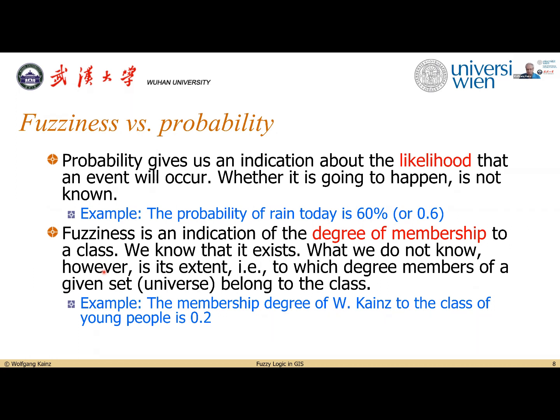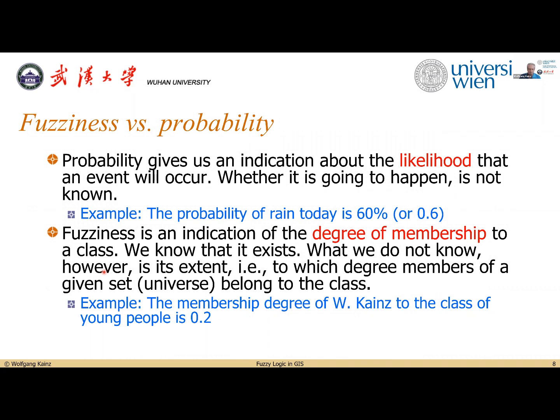On the contrary, when we talk about fuzziness, we talk about the degree of membership to a class. The class exists. Also, we have a certain, what we call universe of elements. And for every element, we can determine to which degree it belongs to the class. So there is nothing uncertain in terms of probable or probability. We have a class, and for every element, we can determine to which degree it belongs to that class.